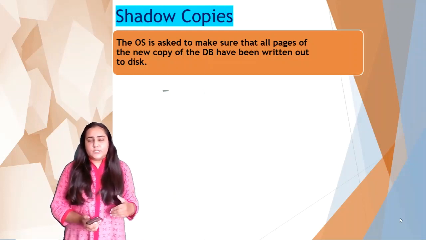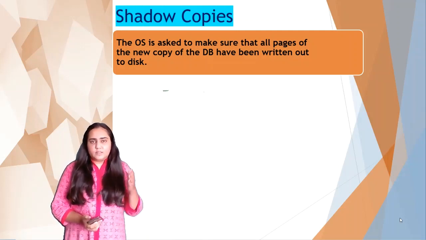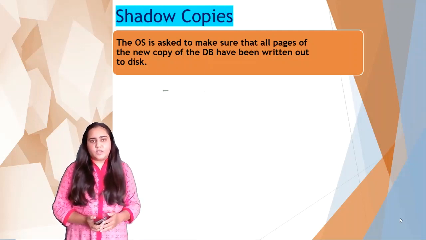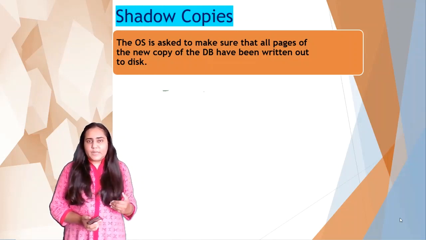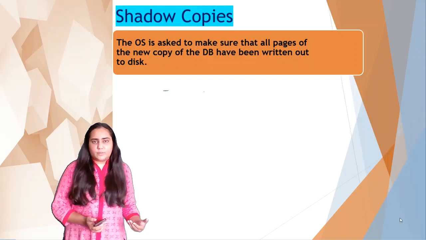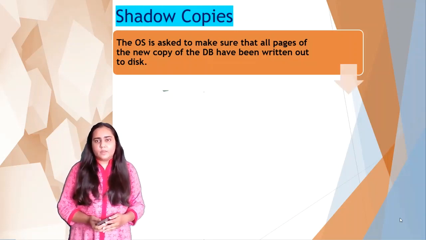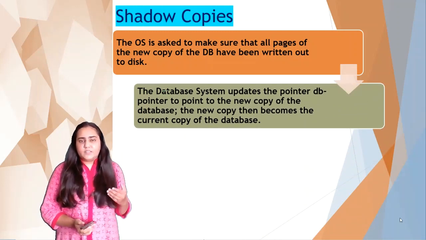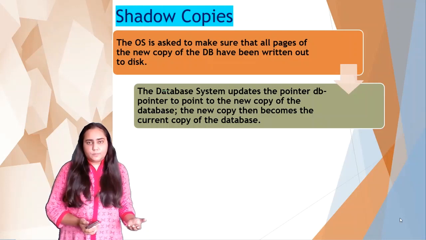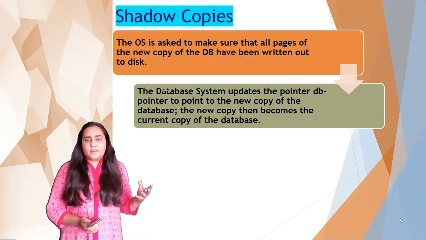But if the transaction successfully completes or commits, then in that case, this is what will happen. Number one is the operating system will write all the pages of the new copy of the database to the disk. The disk is the secondary memory. Then what happens is the database system updates the pointer, which is the DB pointer, to point to the new copy of the database, and the new copy would now become the current copy.